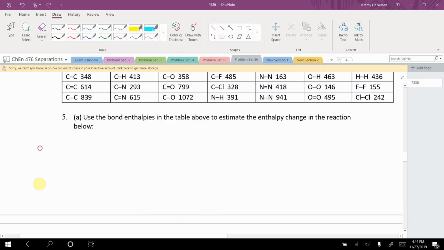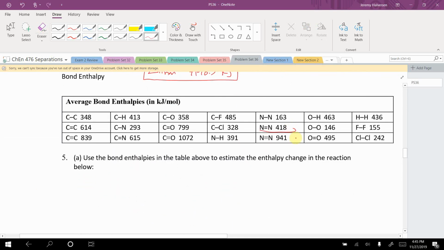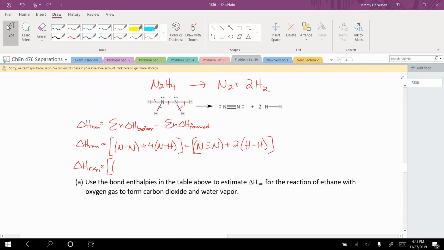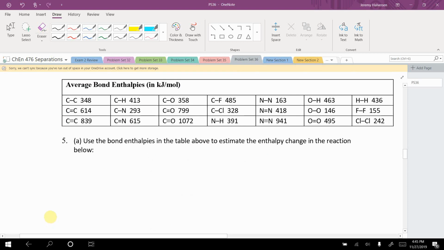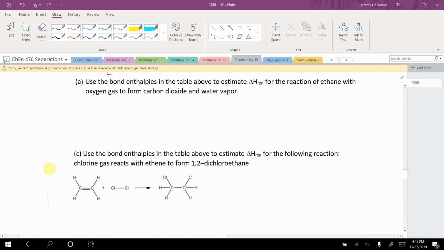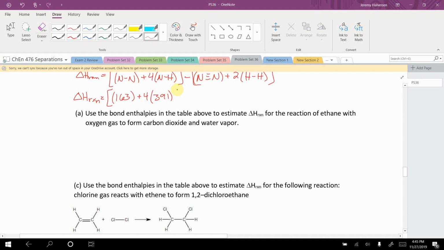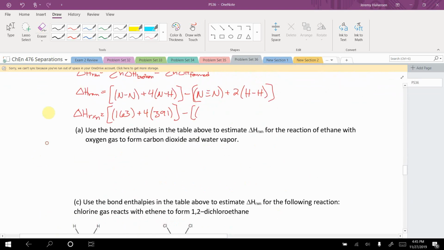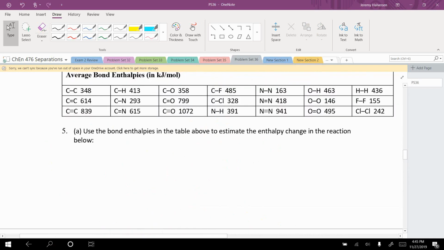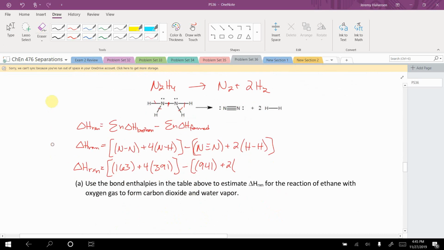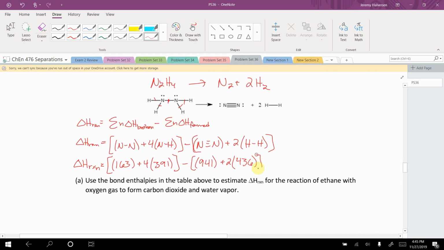So now I can just jump back to my table and figure out what's an N-N single bond. 163, and that's in kilojoules. And an N-H single bond, 391. N-N triple bond is 941. H-H single bond is 436. Okay, calculate all that out.